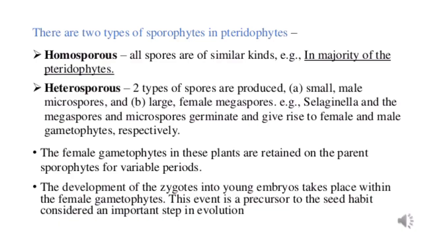The female gametophytes in these plants are retained on the parent sporophytes for variable periods. The development of zygotes into young embryos takes place within the female gametophytes. This event is a precursor to the seed habit, considered an important step in evolution.